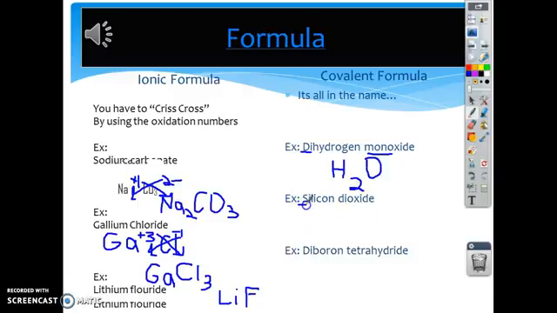Then we have silicon, but he doesn't have anything in front of him. That's because if it's only 1 and it's the first element, you don't have to put anything. So we have silicon 1, and we have dioxide, so that means we have 2 oxygens, O2. How about this last one? Diboron, B2, tetrahydride. Tetra means 4, and hydride is like hydrogen with an IDE, so H4. Alright, so first things first, you got to figure out ionic or covalent, and then go from there.